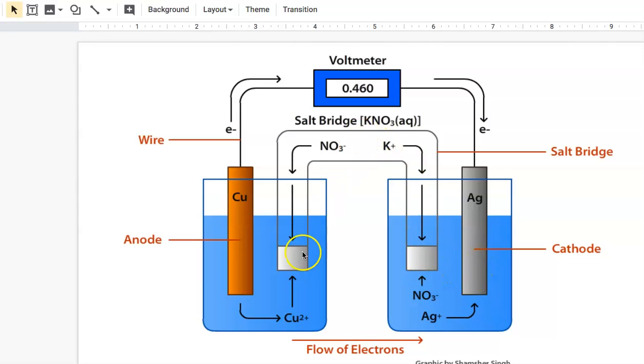Now what we've done is connected these two with a salt bridge, and the simple way to do this is just to have a damp piece of paper or a string, something that water and ions can flow through.